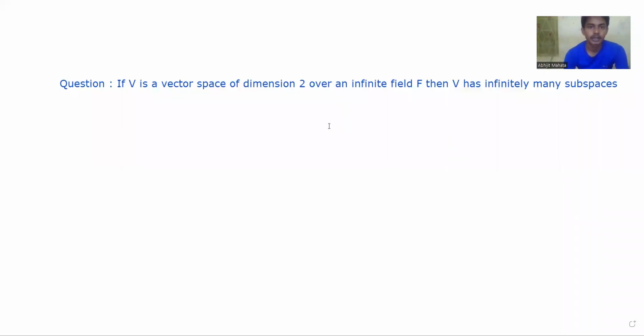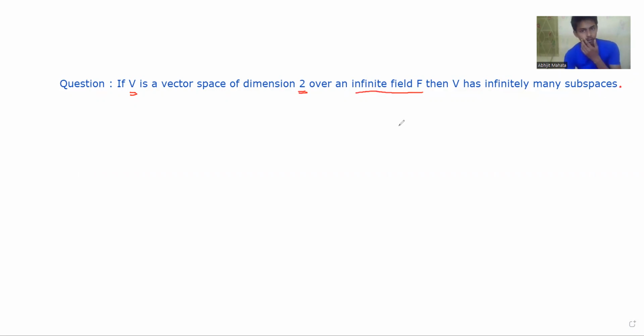Hello. So today we'll see a very beautiful problem on linear algebra. This problem basically relates to geometry. To prove this theorem, we will take help of the geometry of the plane, or you can say the geometry of space. Let me first read the problem. It tells us that if we have a vector space V of dimension 2 over an infinite field F, then V has infinitely many subspaces.